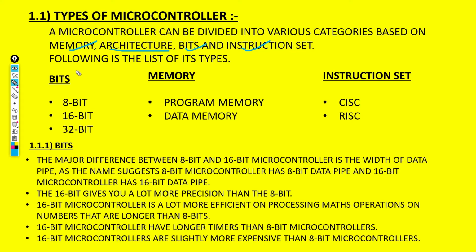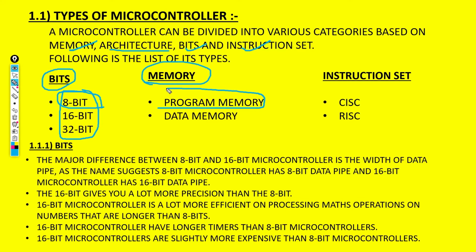Based on bits, it can be divided into 8-bit, 16-bit, and 32-bit. And as I have told you, 8051 is an 8-bit microcontroller. Based on memory, it can be divided into program memory, which is ROM, and data memory, which is RAM. And based on instruction set, it can be divided into 2 parts, CISC and RISC. So let's see what these are.